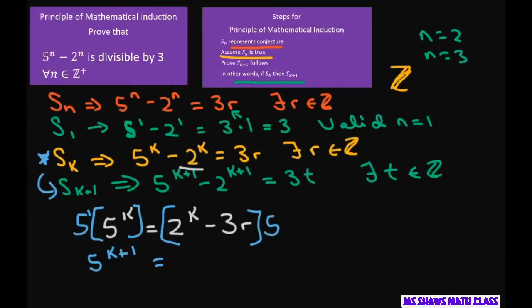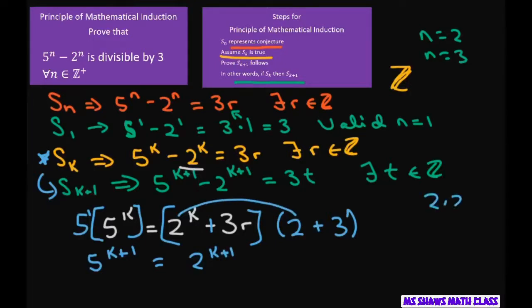And then for this one, I'm going to change this 5 to 2 plus 3. And this should be plus. Sorry about that. All right, and then distribute that out, and you're going to get 2 to the k plus 1. We multiply those two because 2 times 2 to the k, remember you're just adding your exponents, plus 3 times 2 to the k power plus 6r plus 9r.